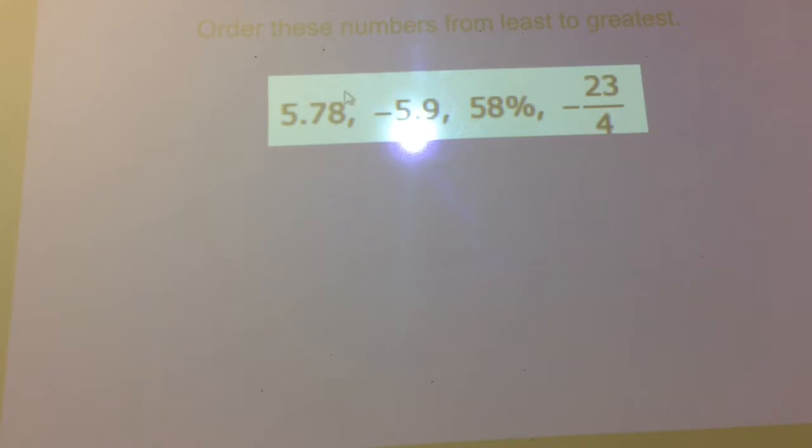The second one says, order these numbers from least to greatest. This was our warm-up question. Do we agree? I don't need to do this one again because we've already done our warm-up. If you followed along with that, you should feel pretty good about it.